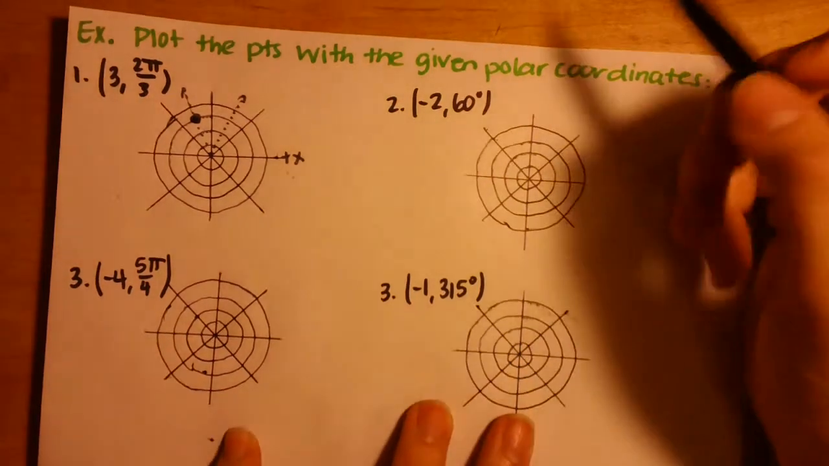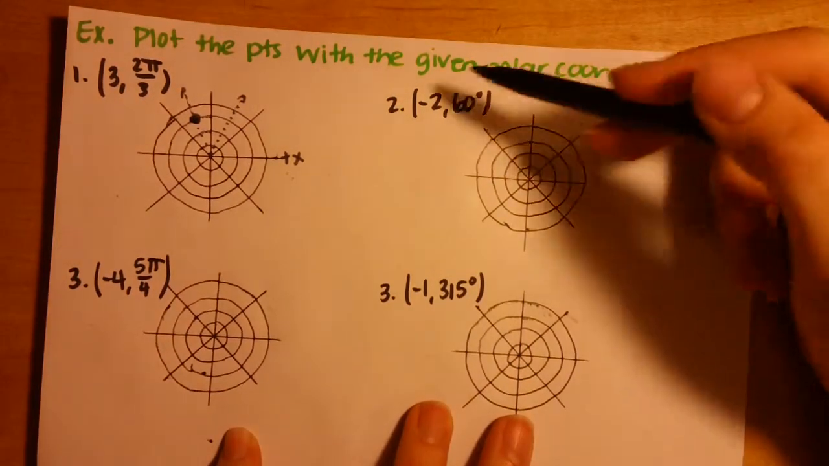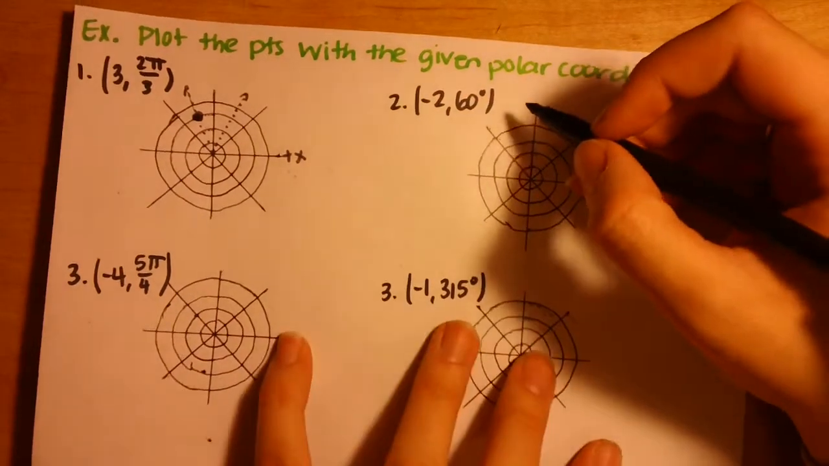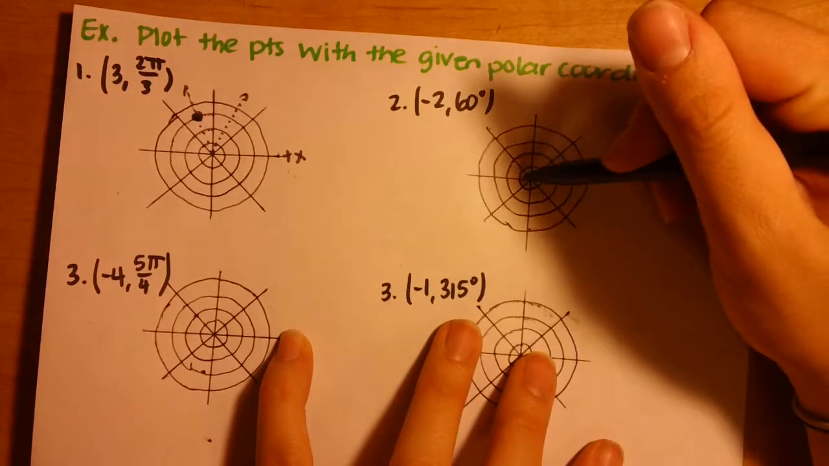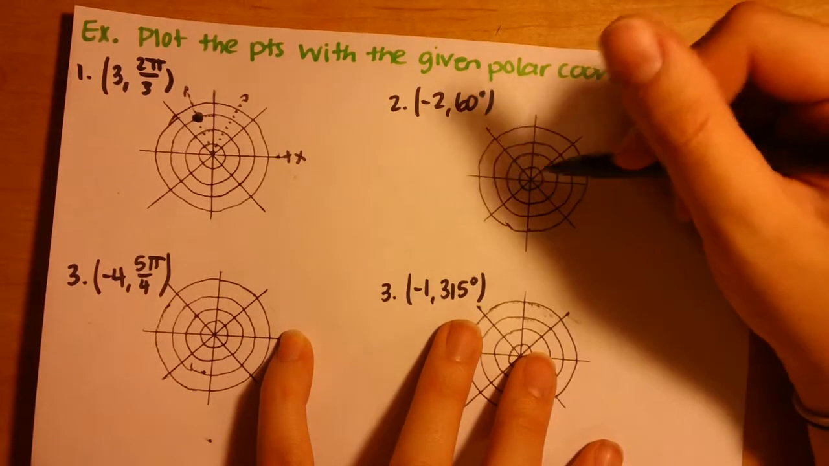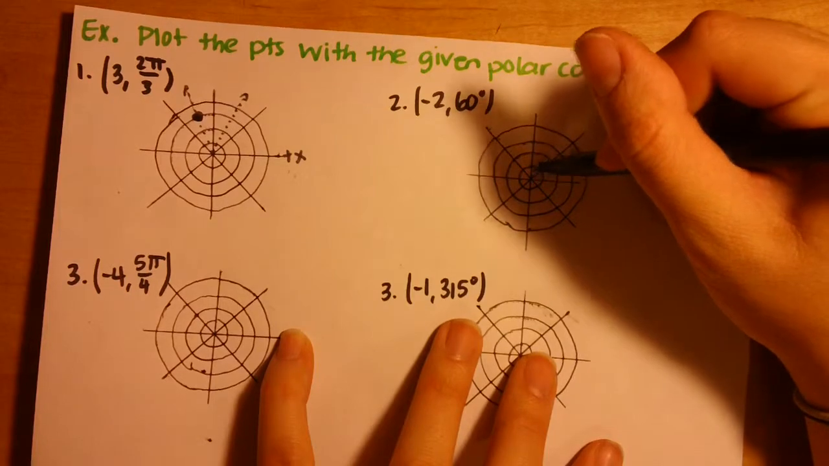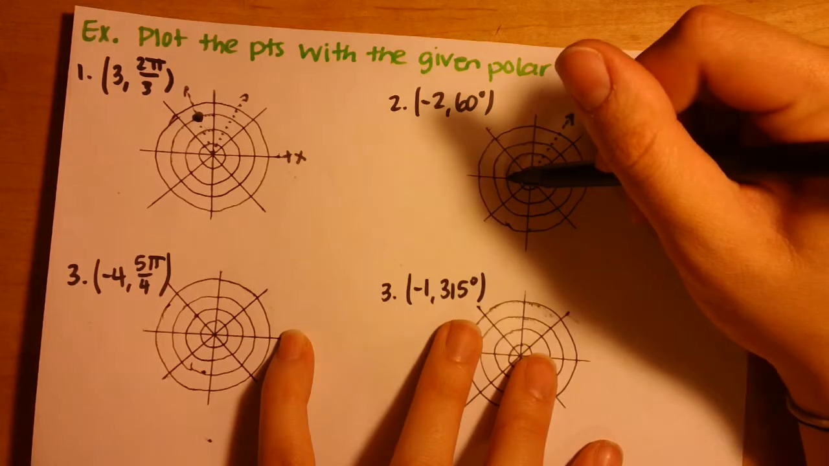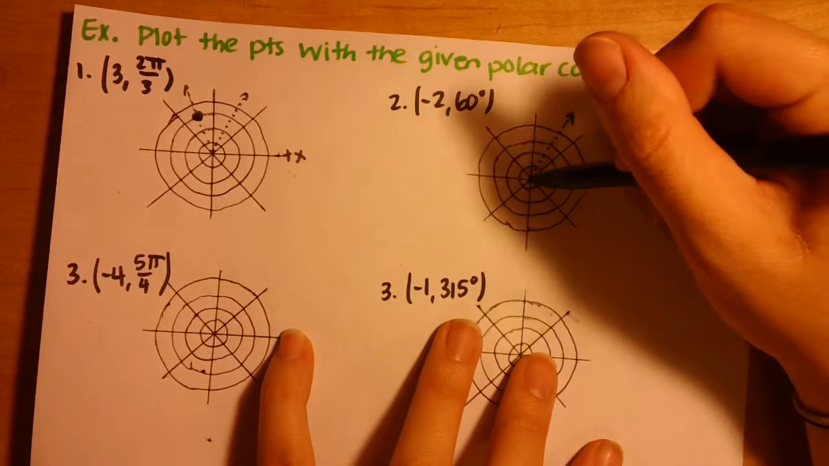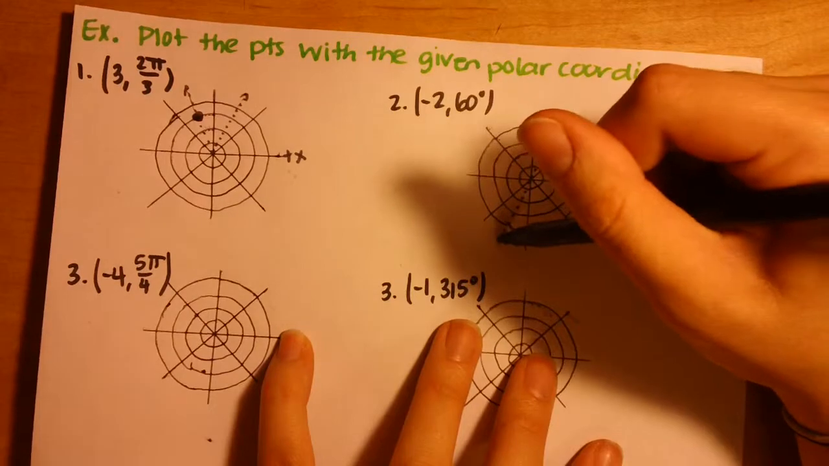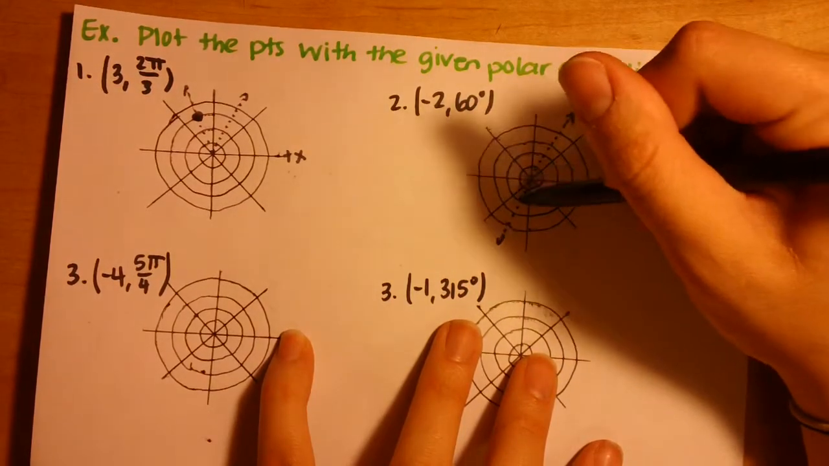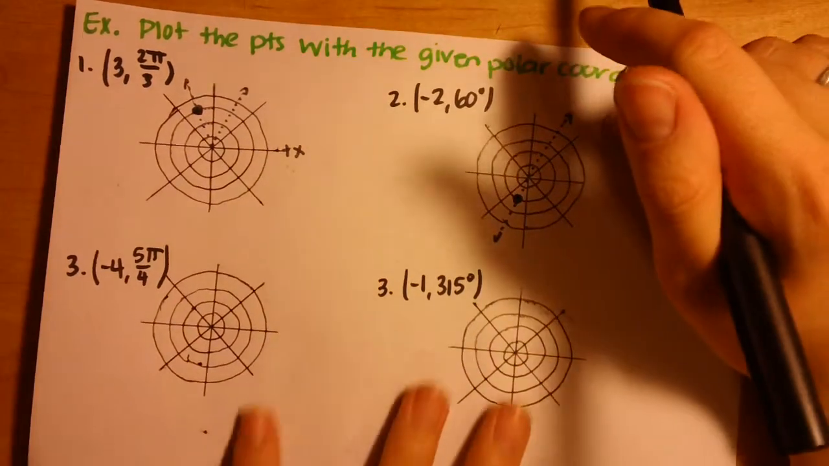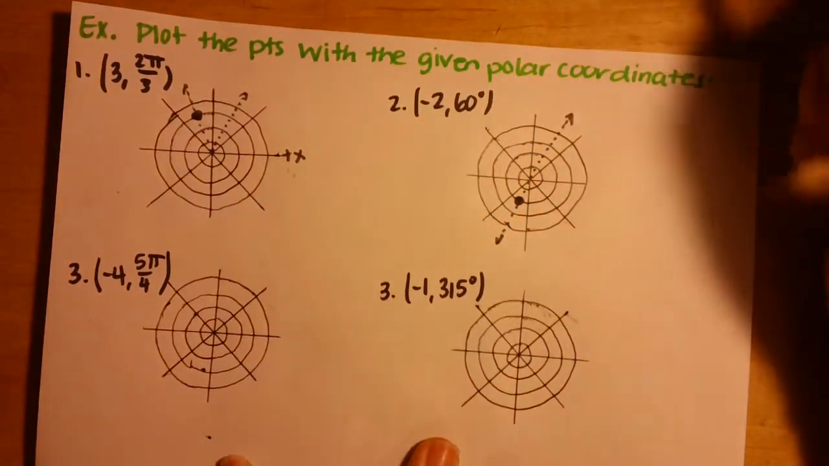Now the second one, (-2, 60 degrees). Our r is negative, so we're going to go on the theta plus pi axis. So we go over -2, and 60 degrees lies right here. But since we went to -2, we're going to go the other direction, and our point is going to lie here. So go 1, 2, and down. When you go negative, you start counting your degrees in the opposite direction. Okay?